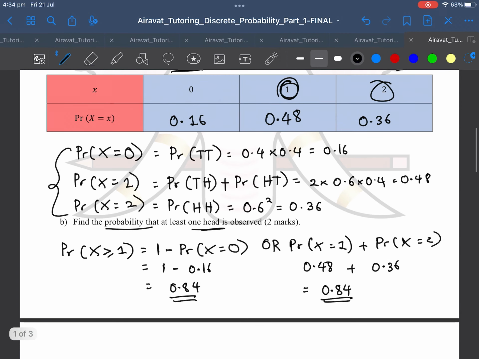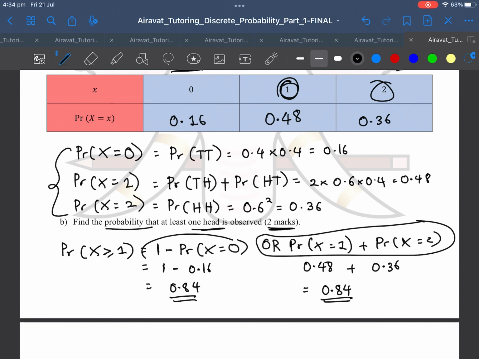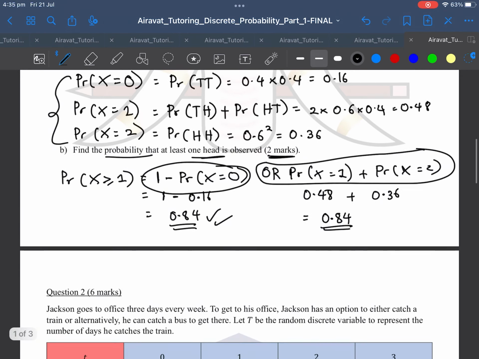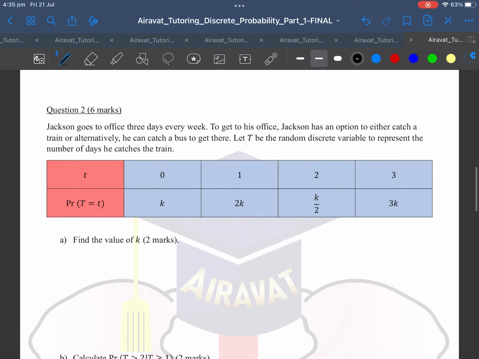Now what is the marking scheme again? This is a 2-marker, so there will be 1 mark for either writing this or that, and then the correct answer. So these are your 2 marks secured. Alright, so let's now move on to exam style question number 2.